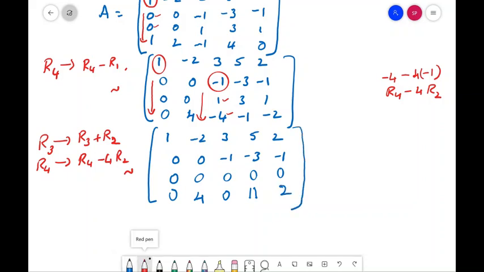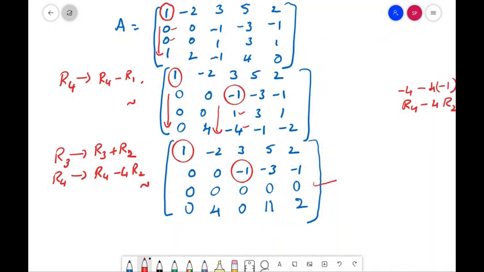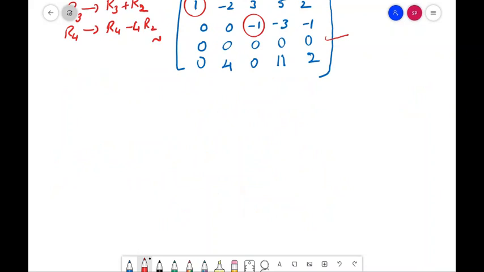Now let us see the pivot positions again. This is a pivot position, this is a pivot position. Then I have come to the third row. There is no pivot position, this is a 0 row. Then what is our task in echelon form? To send this 0 row to the last row. So I will interchange R3 and R4.